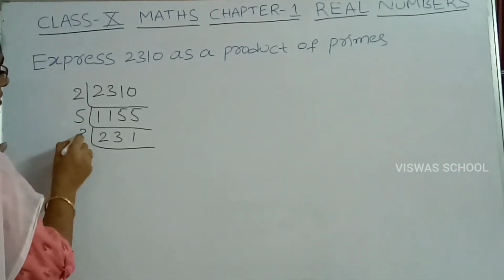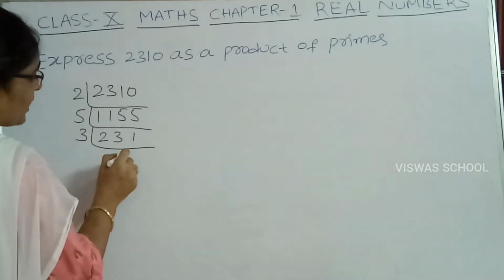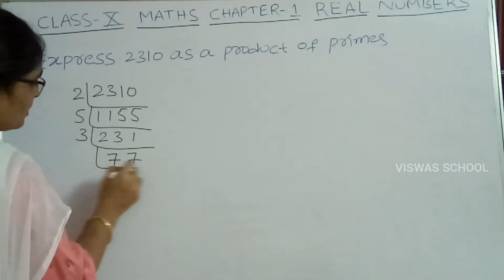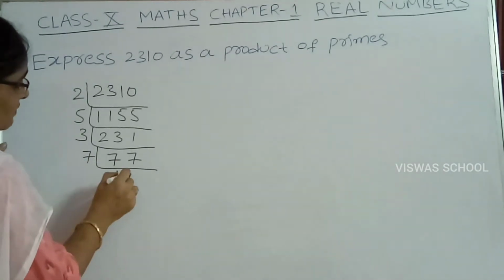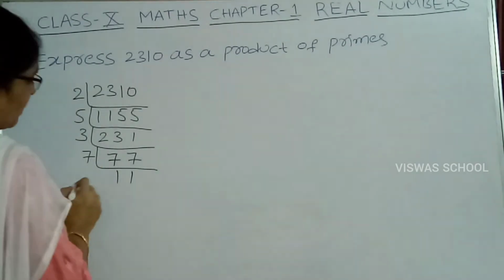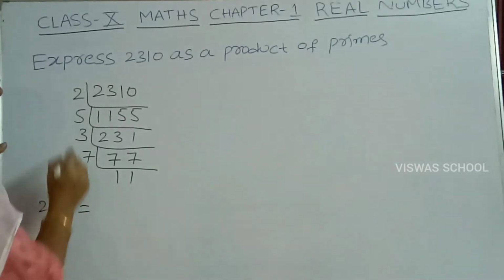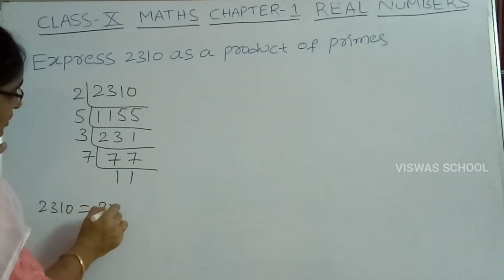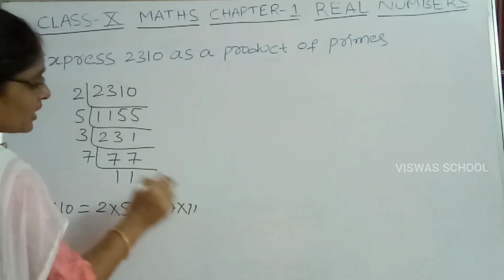Next with 3. 3 7s are 21, and remaining 2. Again 3 7s are 21. Again with 7. 7 11s are 77. That is, here 2310 is expressed as 2 into 5 into 3 into 7 into 11.